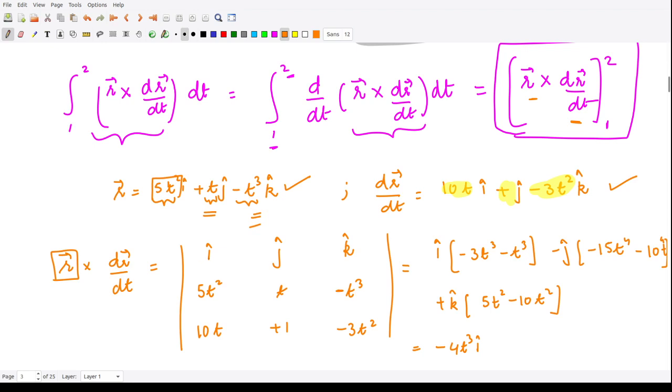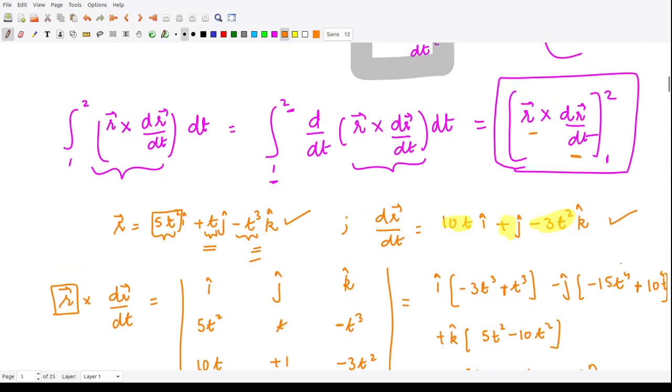So accordingly, for i cap, we should have minus 3t cube plus t cube, right? So this quantity now becomes minus 2t cube i cap. And for the j vector, we should get minus 15t to the power 4 plus 10t to the power 4. So in effect, I would have plus 5t to the power 4 j cap, and for the last quantity I have minus 5t square k cap. So this is the cross vector.